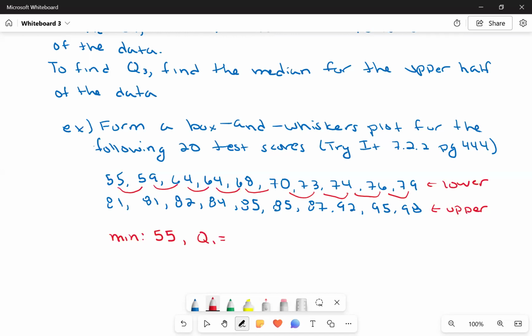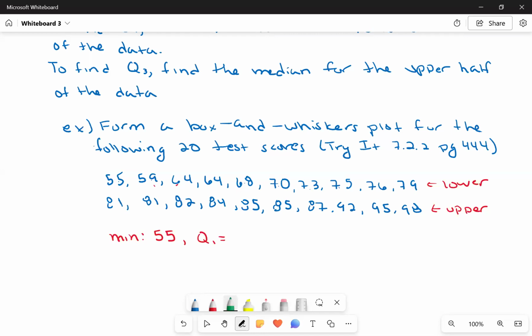444. Here we go. 55, 59, 64, 64, 68, 70, 73. Oh, that's supposed to be 75, not 74. 76, 79. Wow, did I seriously miscount? 1, 2, 3, 4, 5, 6, 7, 8, 9, 10. No, there's 10. Oh, I know what I'm doing wrong. Okay, I apologize, guys. It's good that I checked it because I had one value wrong. And those of you who might have looked in the book would have seen that and would have been like, oh, she made a mistake. It happens. Okay, here we go.